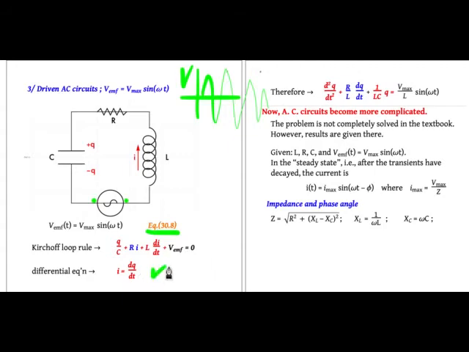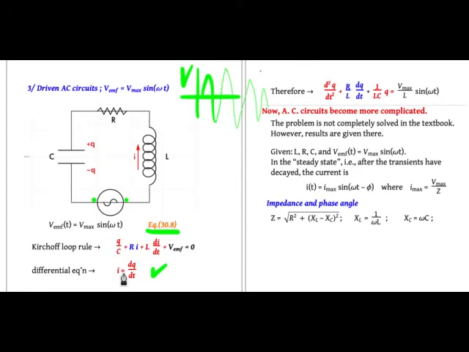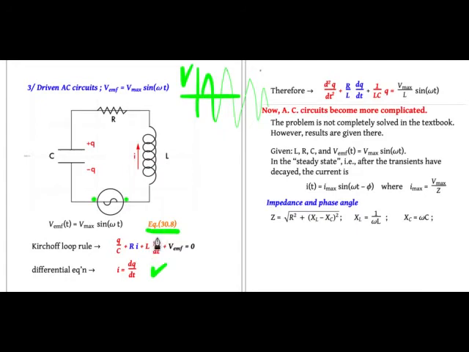And we still have this differential relation between current and charge. Any current going to the capacitor charges up the plate. So if we put these equations together and divide through by L, we have d squared q dt squared plus R over L dq dt plus 1 over LC q, that was all like before, is equal to, plus or minus, let's not worry about the sign too much, V max divided by L sine omega t. So there's the differential equation now.